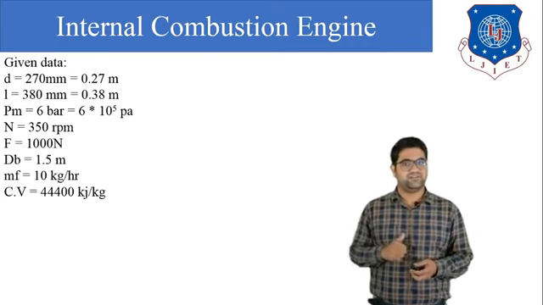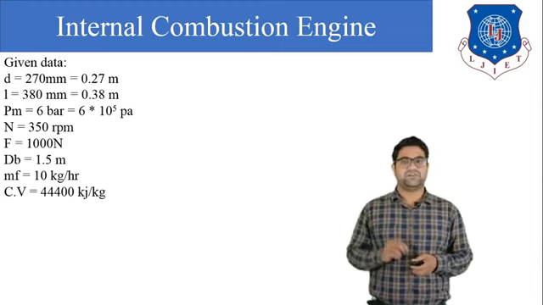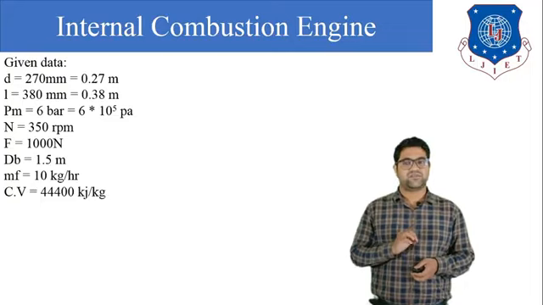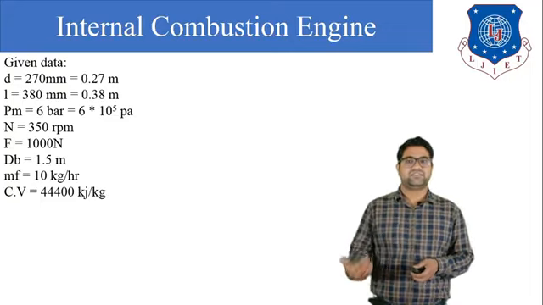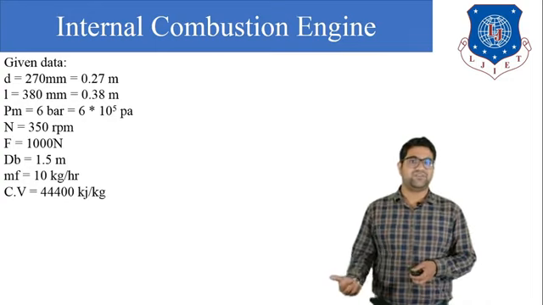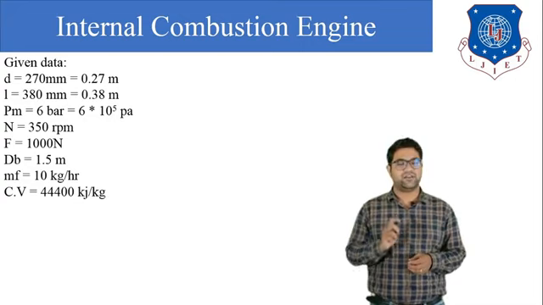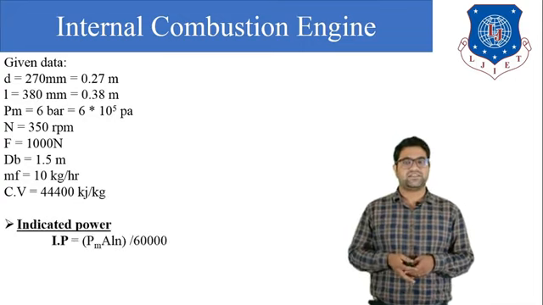Next the RPM is given, that is 350, and the force, the brake load, is given as 1000 Newton. Next the diameter is 1.5 meter, and the mass of fuel consumed is 10 kilogram per hour, and the calorific value, which is the stored energy, is 44400 kilojoule per kg. These all values are given. So let us start the calculation.